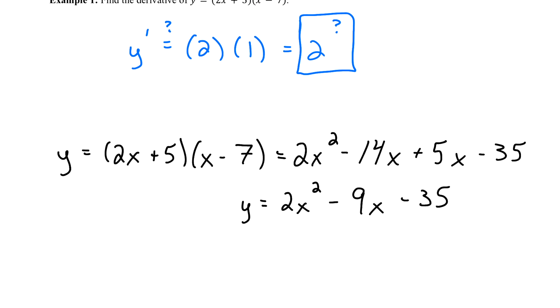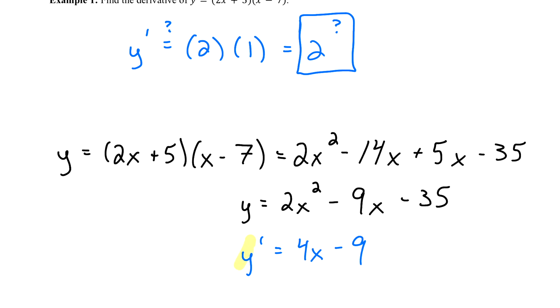So all I did was simplify this function. All I did was FOIL this part out. Well, this is something that we're a whole lot more used to working with, that we can just use our power rule with. And if I use my power rule, I find that y prime is equal to 4x minus 9.